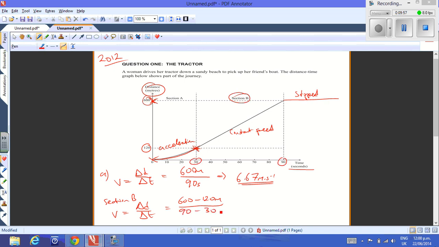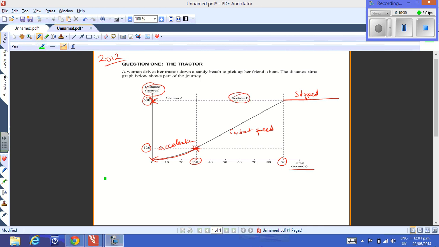And so the calculation becomes 480 meters divided by 60 seconds, which gives you an average speed for section B of 8 meters per second. So that's how you use a distance time graph to work out the velocity of an object. And we also described what each section shows there. The next part of the question is to describe the motion of the tractor in section B and explain what this tells us about the forces acting on the tractor during this time.